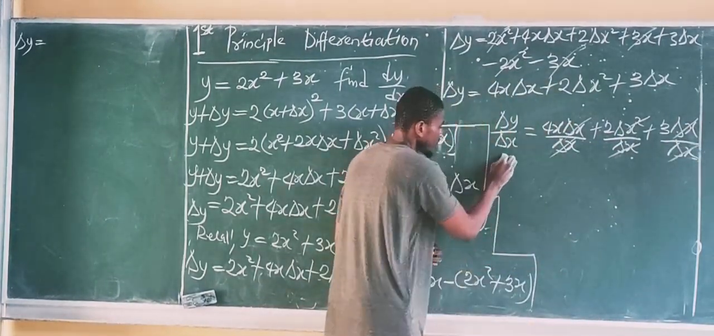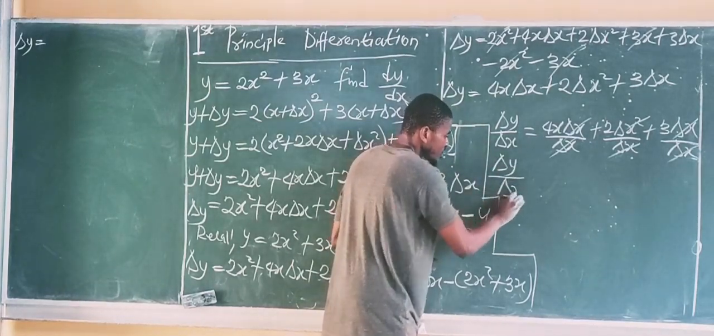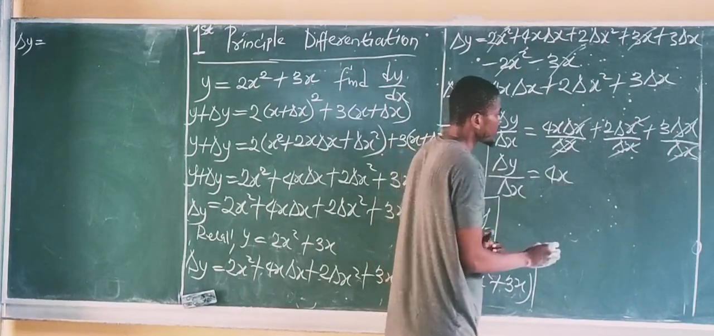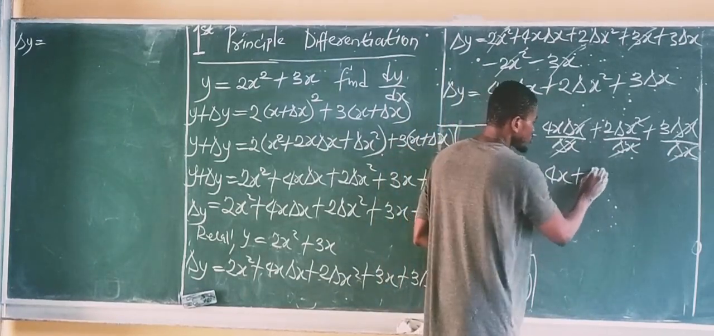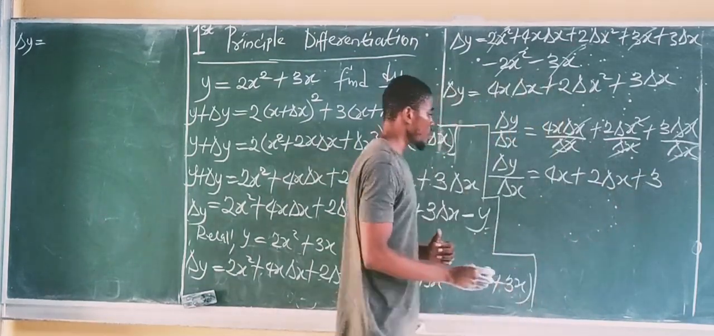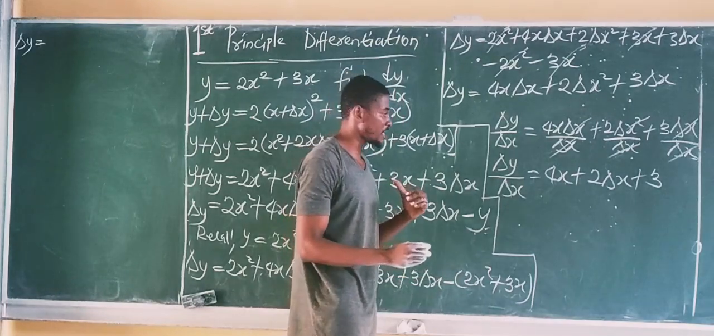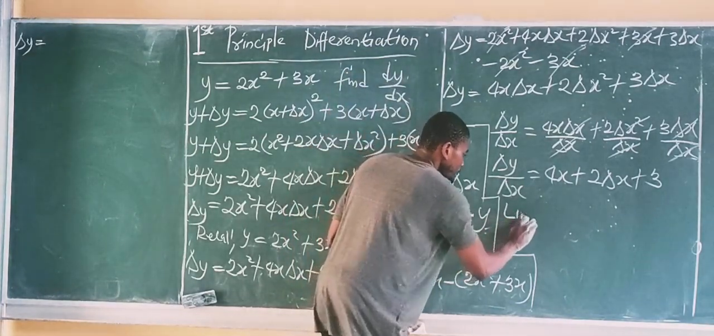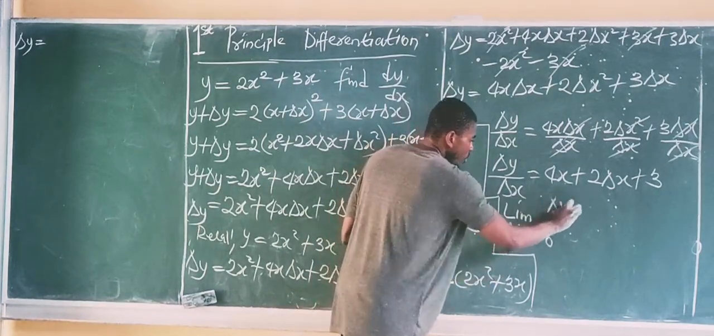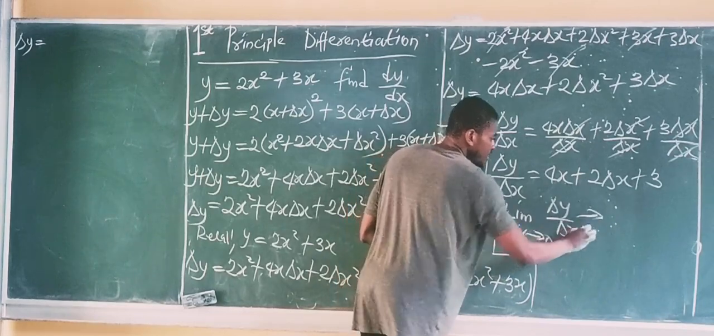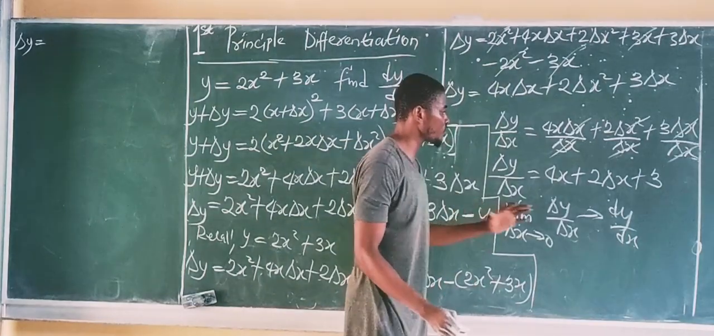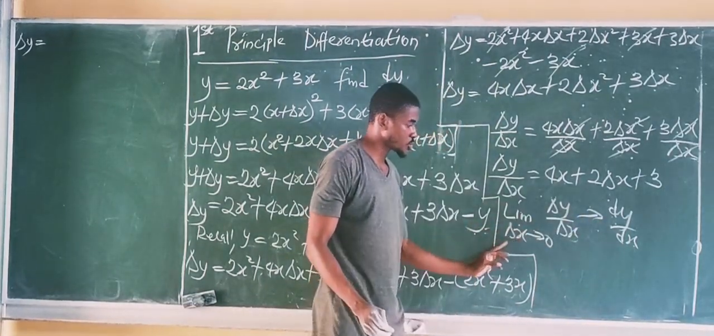So I simply have that change in y over change in x is simply equal to, here I'm left with 4x, okay, plus this is now 2 change in x, okay, plus 3. Alright, so at this point, what I do is to take my limit. So the limit as change in x tends to 0, the function change in y over change in x actually tends to what is called dy/dx.